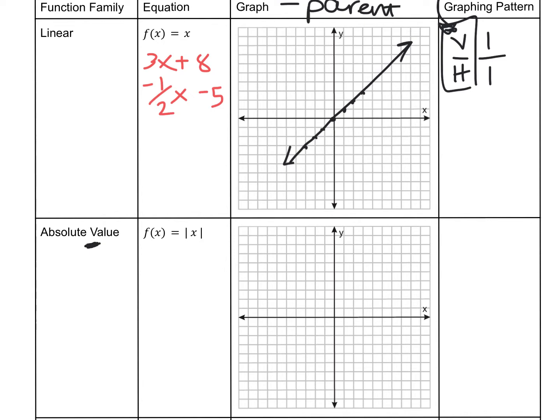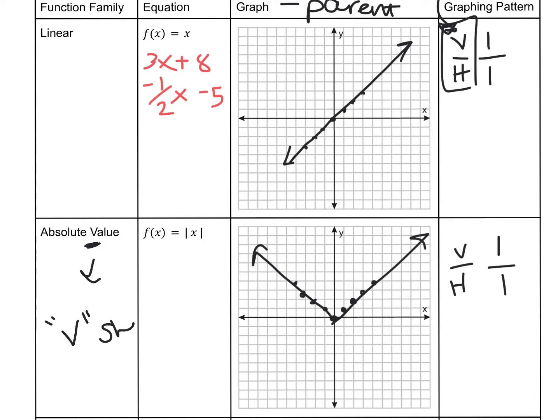Sorry, I said the wrong thing. We're going to start at the origin. And then we're going to have this graphing pattern of 1/1, vertical over horizontal. Now it's V shaped, so I am going to go up and to the right 1. But on the left side, I also am going to go up and to the left, okay? And that is what is going to create this straight V pattern on both sides. So the thing I would make a note to myself is that the absolute value graph is V-shaped.